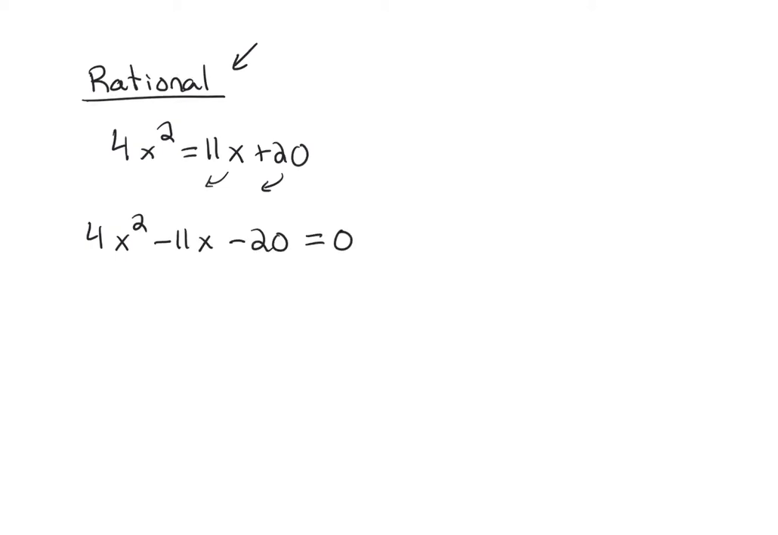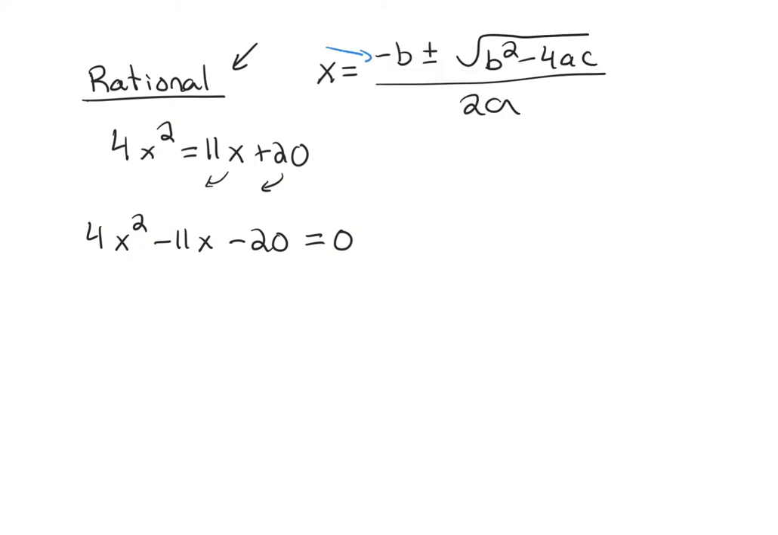Okay, starting out, I've got 4x squared equals 11x plus 20. And I'm giving you, spoiler alert, we're going to have a rational solution for this one. Okay, before you can do the quadratic formula, this has to be equal to 0. So let's move these terms over by subtracting them. So 4x squared minus 11x minus 20 equals 0. And now let's plug them into the formula.